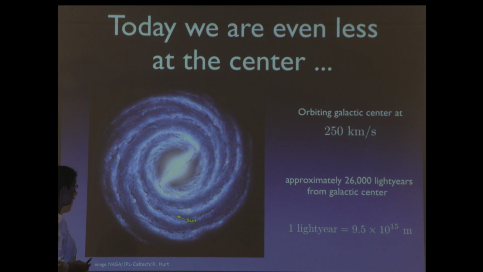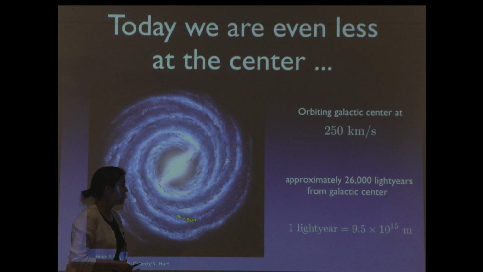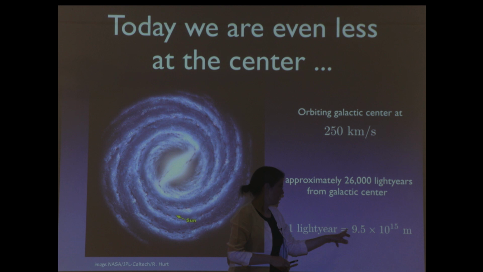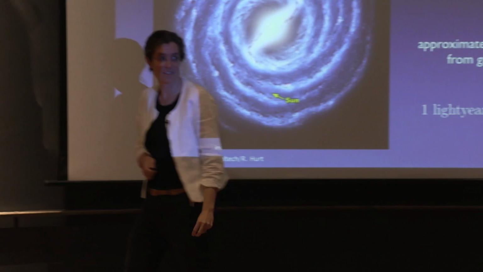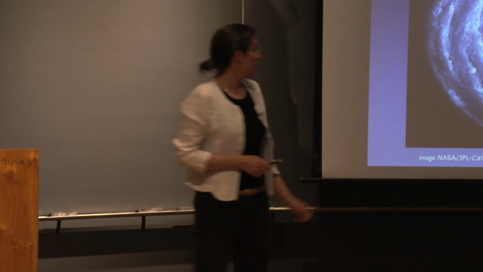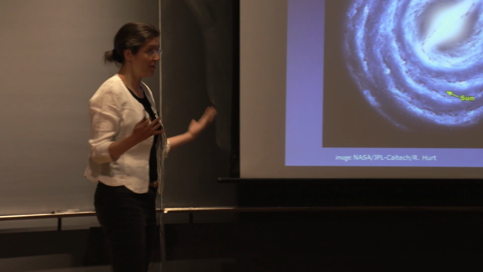And the solar system sits out here about 8 kiloparsecs, or about 26,000 light years, from the galactic center. And to give you a scale, a light year is a long way. It's 10 to the 15 meters. And we're sitting 26,000 light years from the center. So our galaxy is a massive object.